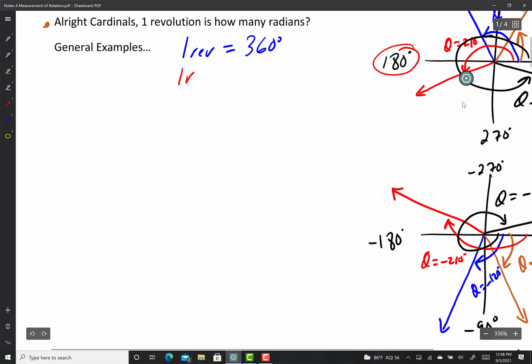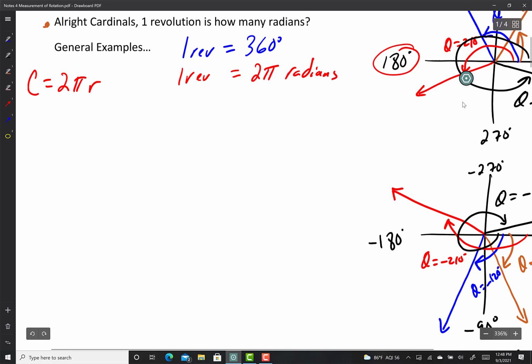So what do you think one revolution is in radians? Do we know? All right, here we go. Here's where it comes from. What is the circumference of a circle? 2 pi r. Where r stands for radius, correct? Yes. So one revolution in radians is 2 pi radians.